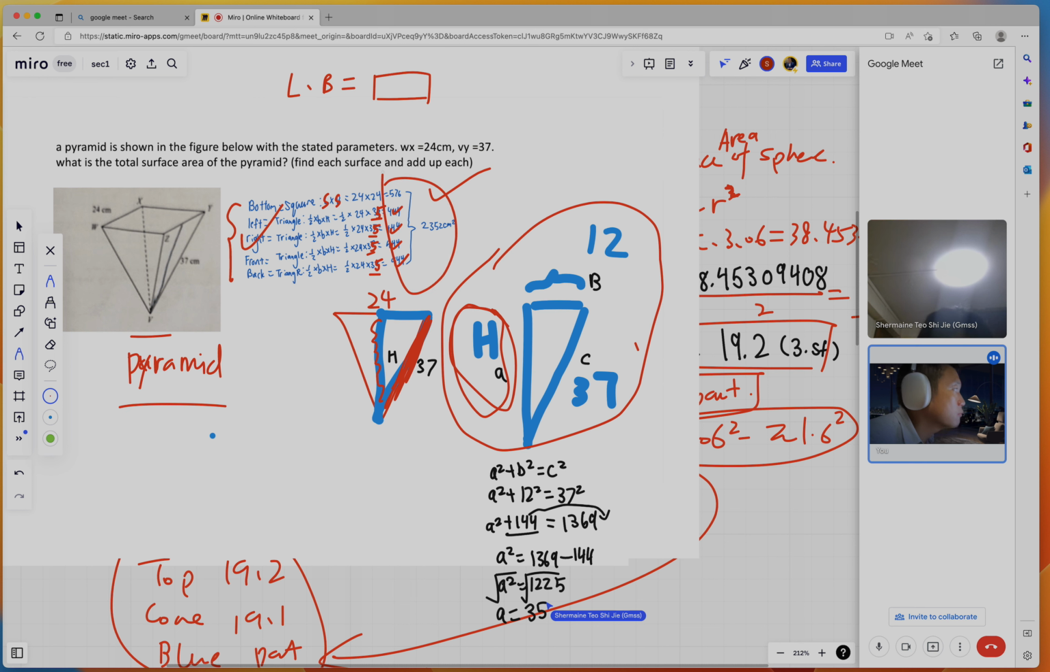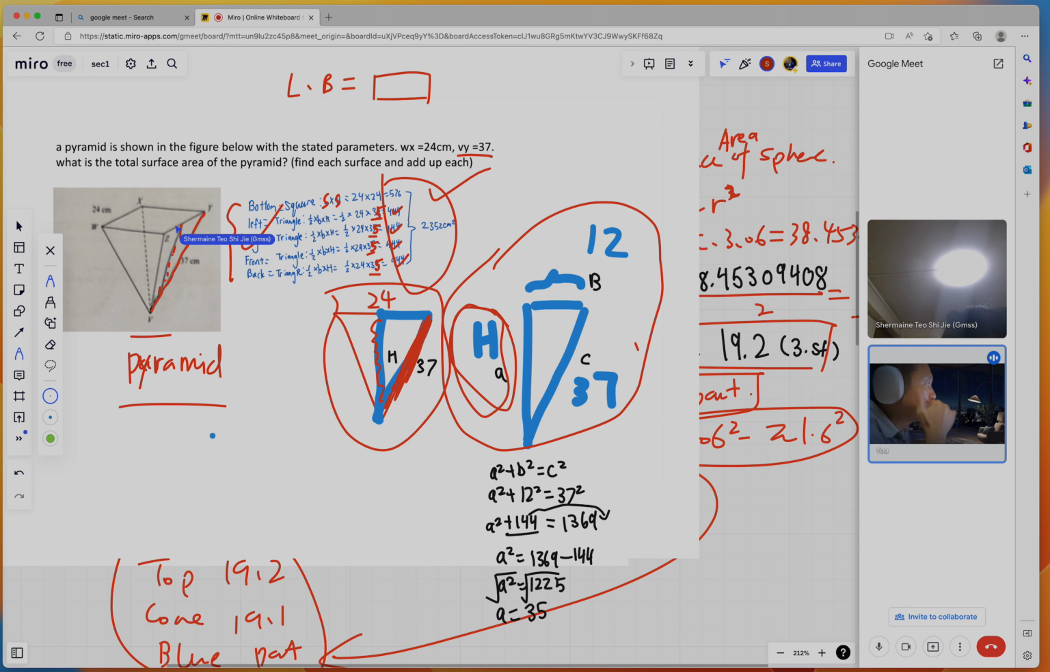Then you just add up. No need to do it now. So we just talked about what they say. Can you see they say the slant height is 37, that means here. So this is the side, not the height. The height is actually this one.